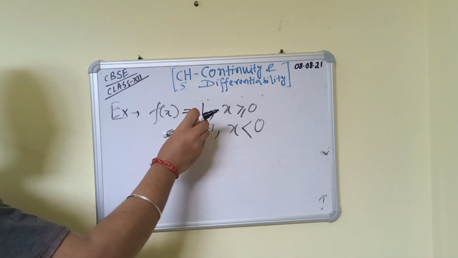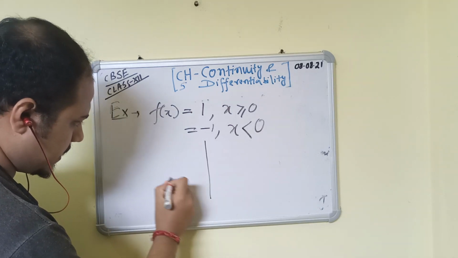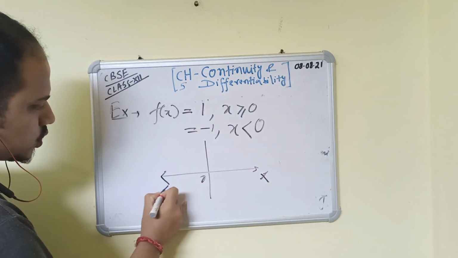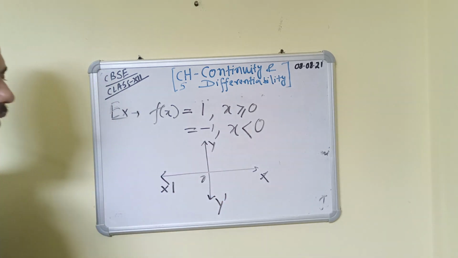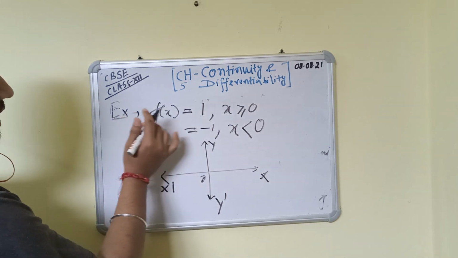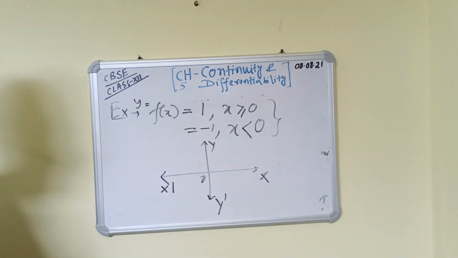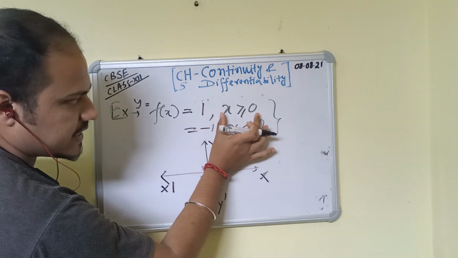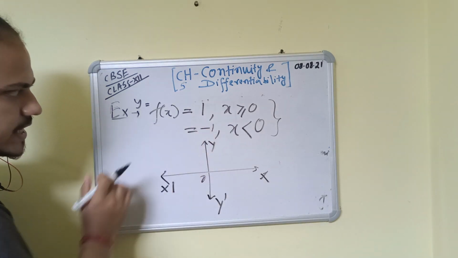Now I can draw this curve. Let's take the x-axis and y-axis, XOX' and YOY'. Now the function is defined, that is y equal to f(x). First you see that when x is greater than or equal to 0, the value of the function is 1.